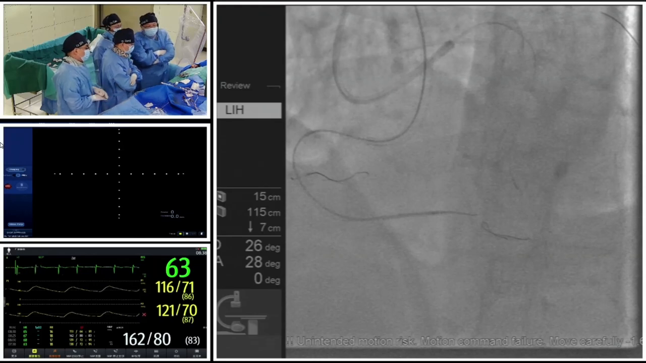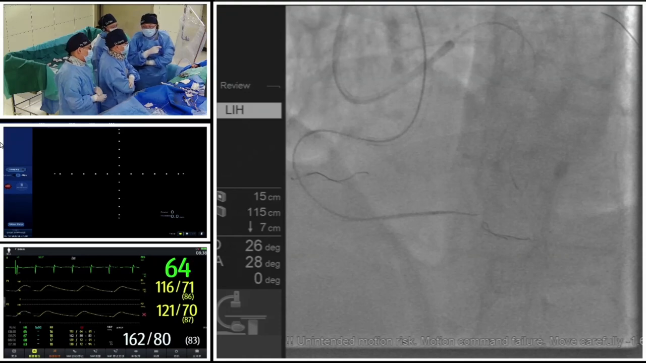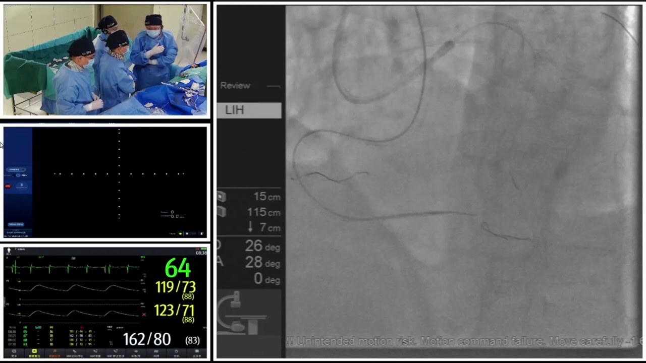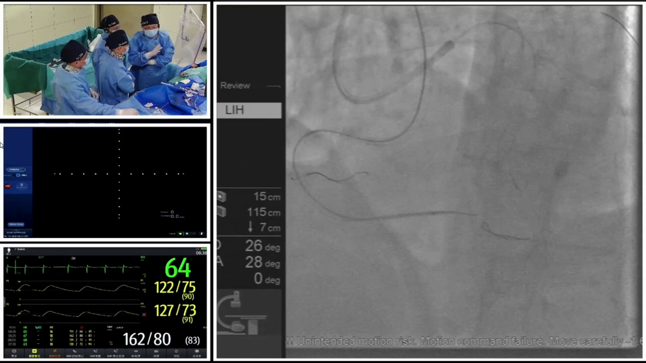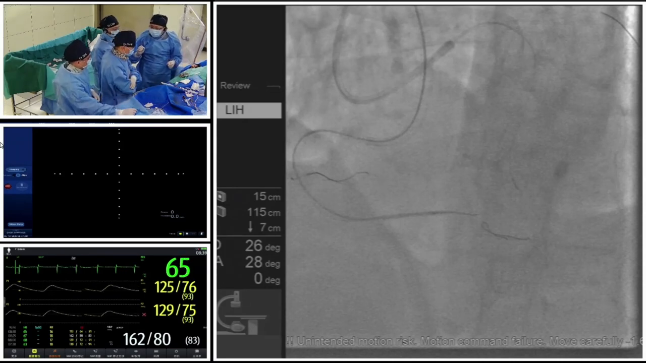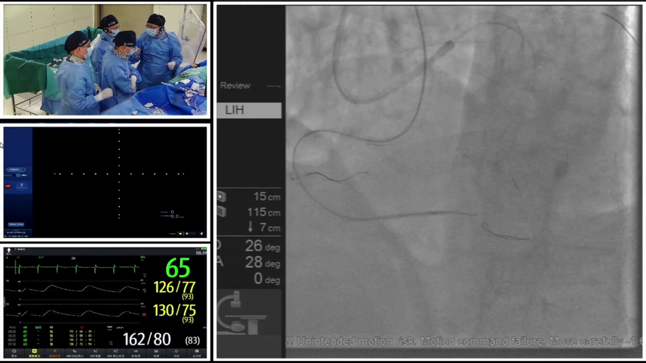Another type of SPAM is if the wire was not advanced to the distal true lumen, but just in the architecture of the vessel, so we use a 2.0 balloon to dilate, and next time this may increase the success rate of the CTO PCI. And for a very rare case, it also recanalizes.